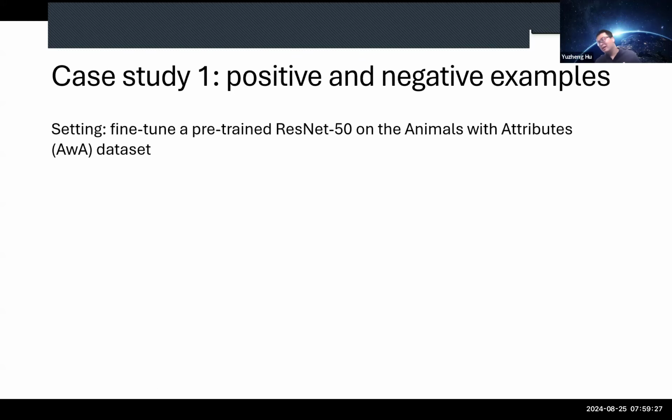Okay, so we have talked a lot, I think we have mostly finished, what's this representative point selection, the technical details, and also the implementation. So we can now see some experimental results. The setting the authors consider is to fine-tune a pre-trained ResNet 50 on this AWA dataset, the animal with attributes. So the authors perform multiple case studies, and we'll try to look at some of them, some interesting ones that I found.